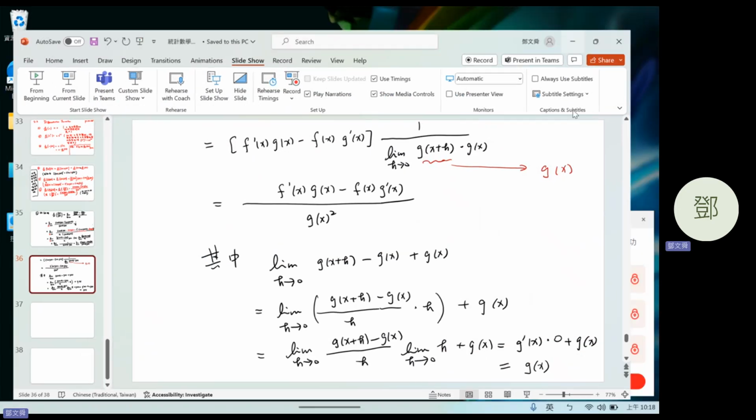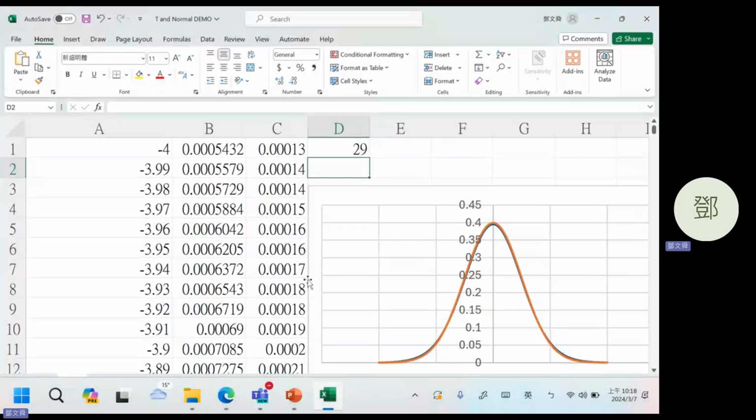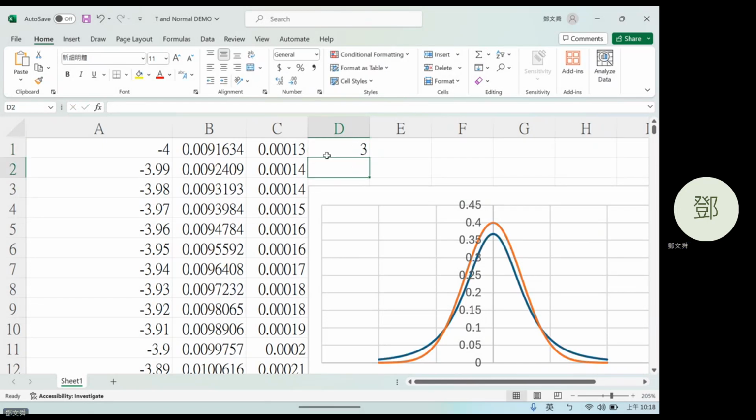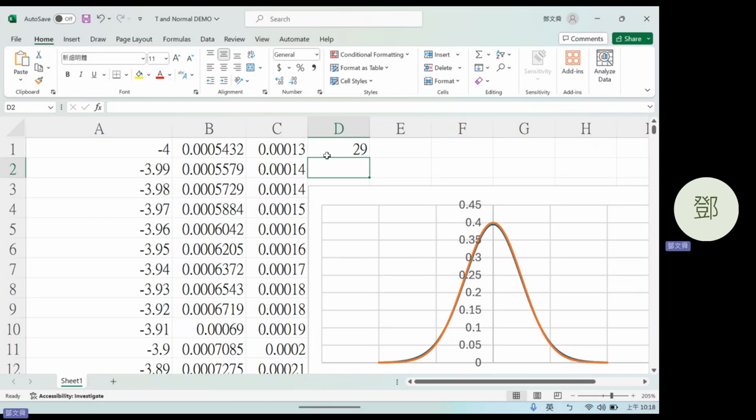I'm giving you this file so that you can go home and try it yourself. Understand? What you should do is change the number, change the degrees of freedom. Let us make it back to 3. But what if it is 29? Or even bigger? The two curves almost coincide. All right?